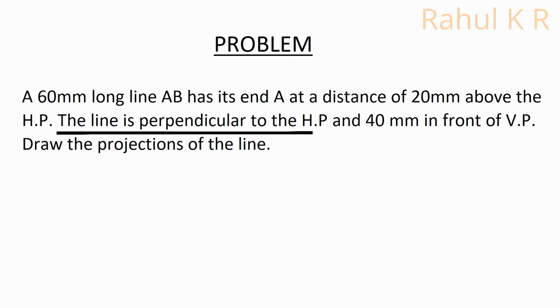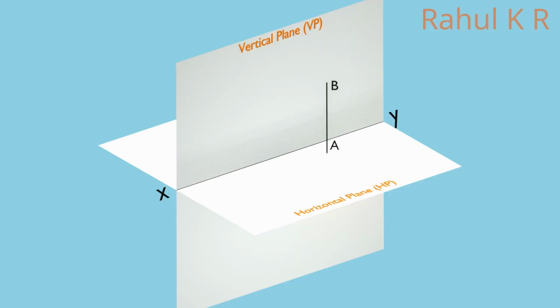Since the line is perpendicular to HP, it will be parallel to the VP. We know that the projection of a line on a plane to which the line is parallel will give the true length. Since the line is parallel to VP, its projection on VP, the front view, will have the true length 60 mm. The front view is perpendicular to the XY line. Since the endpoint A is 20 mm above HP, its front view A dash will be 20 mm above the XY line.